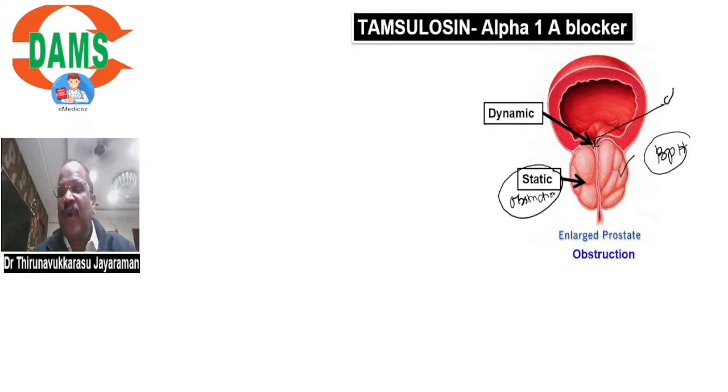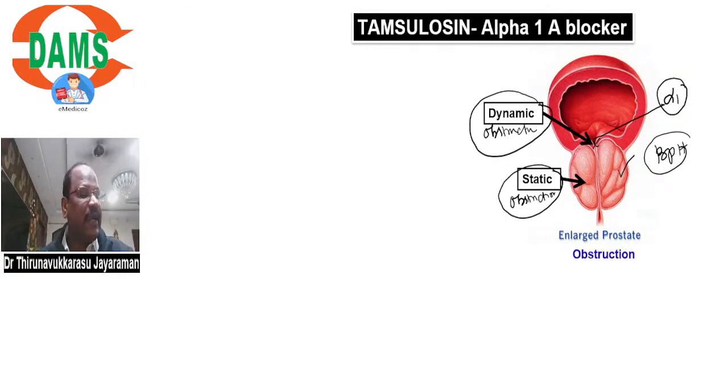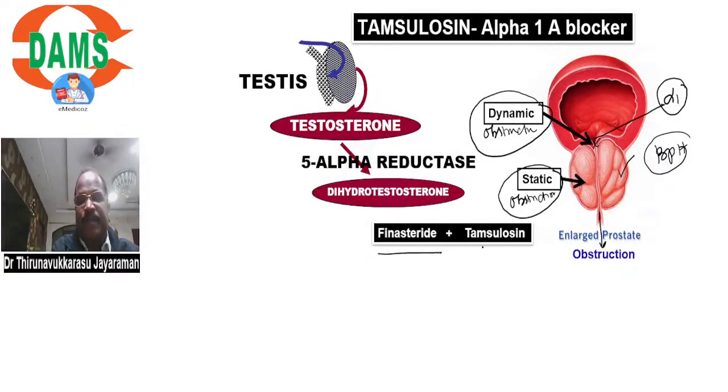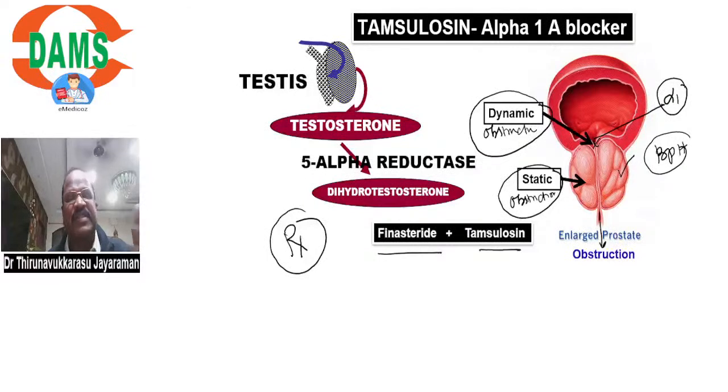Whereas alpha 1 in the sphincter causes dynamic sphincter constriction, called dynamic obstruction. So there's a dynamic as well as static obstruction, thereby the patient has difficulty in urination. To relieve this problem, I have to overcome both the components. For that, I can go for a combination of finasteride plus tamsulosin. So treatment for BPH means a combination of finasteride plus tamsulosin.